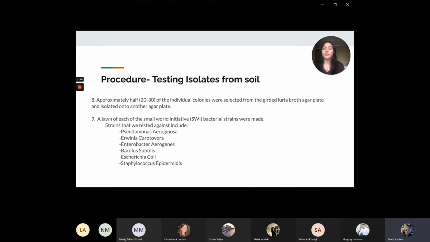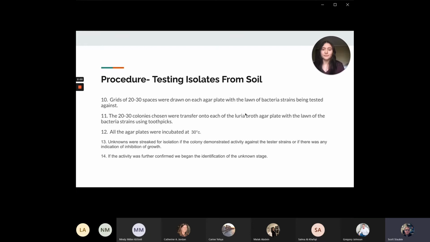After this, a line of the Small World Initiative bacterial strains were then made. The bacteria strains that we tested against include Pseudomonas aeruginosa, Erwinia carotovora, Enterobacter aerogenes, Bacillus subtilis, E. coli, and Staphylococcus epidermidis. After this, we made grids of approximately 20 to 30 spaces, which we drew onto the back of the agar plates with the lawn of the different bacteria strains that we were going to test against. The 20 to 30 colonies chosen were then transferred onto each of the Luria broth agar plates with the lawn of the bacteria strains using toothpicks.